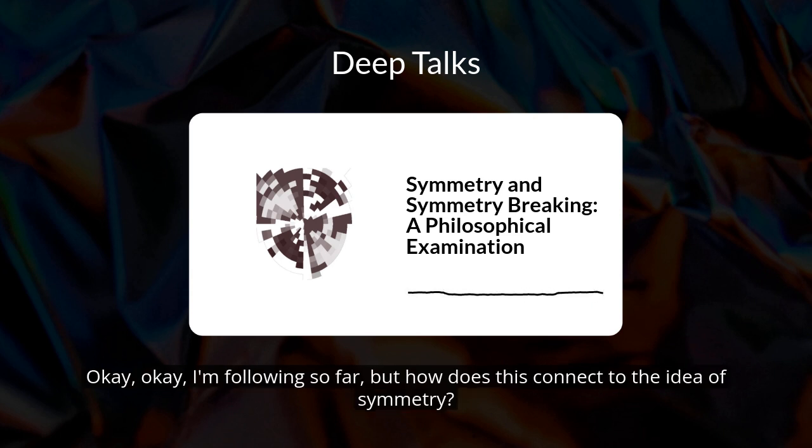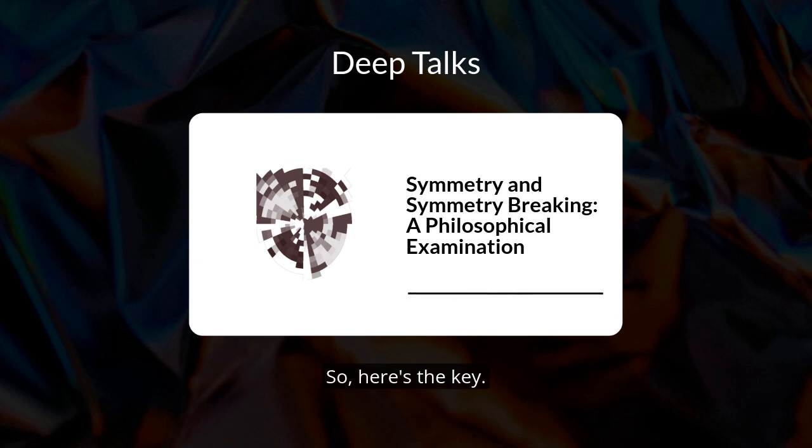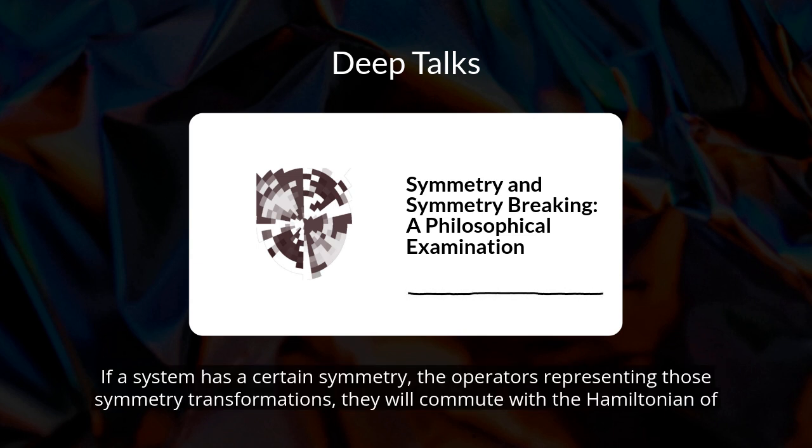Okay, I'm following so far. But how does this connect to the idea of symmetry? So here's the key. If a system has a certain symmetry, the operators representing those symmetry transformations will commute with the Hamiltonian of the system.